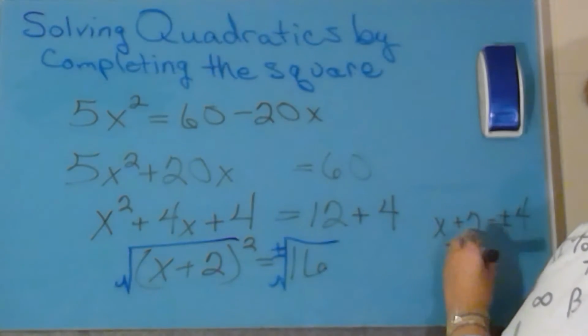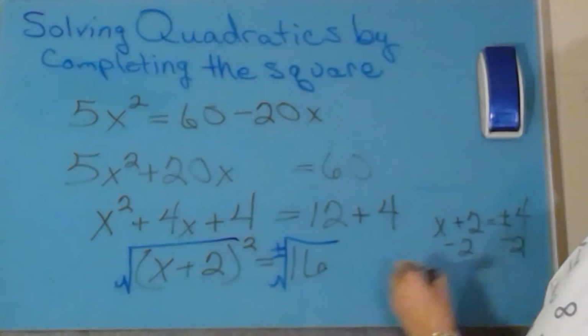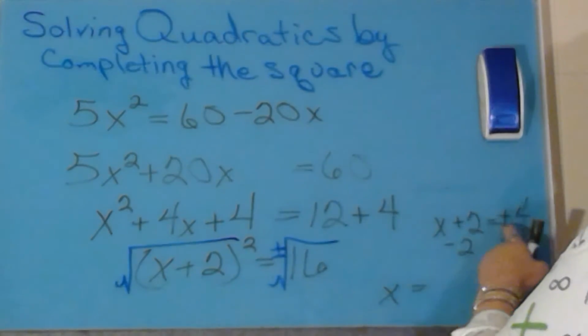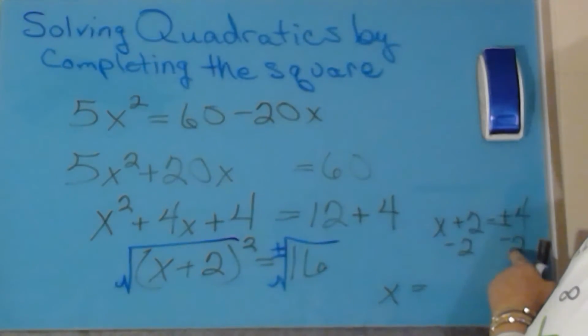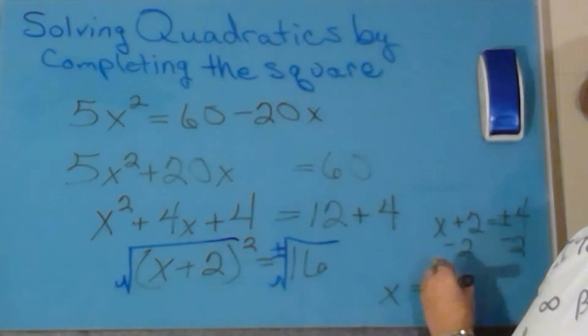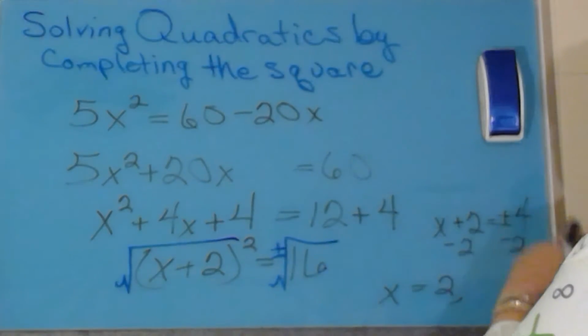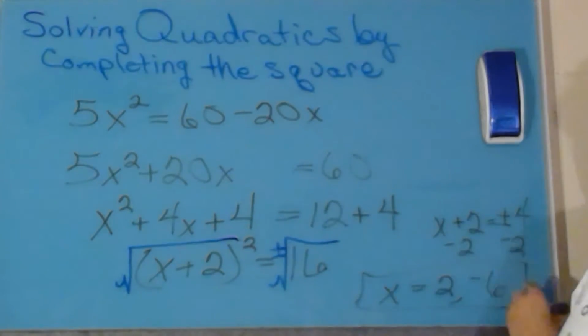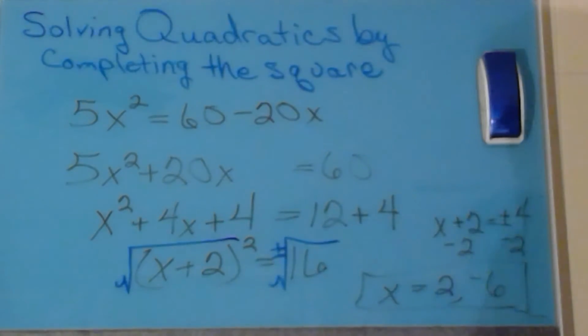And when you subtract 2, you have 4 minus 2 is 2, and you have a minus 4 minus 2, which is a negative 6. And that is your final answer.